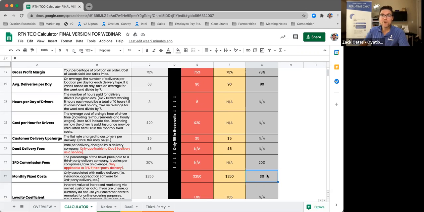In this specific scenario, that we just modeled out as the base case, we have 0 here because you may not have anything, right? You don't necessarily need any other additional software. Whereas if you're doing native delivery or delivery as a service, you're going to need something typically to do that. Like I said, either insurance, technology, but you may have a third-party aggregator that you'll want to factor in that cost, that monthly fixed cost here.